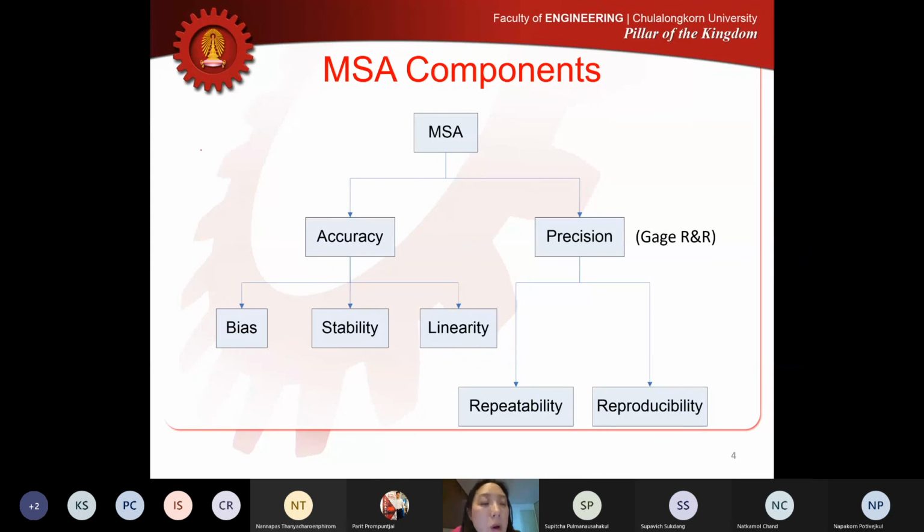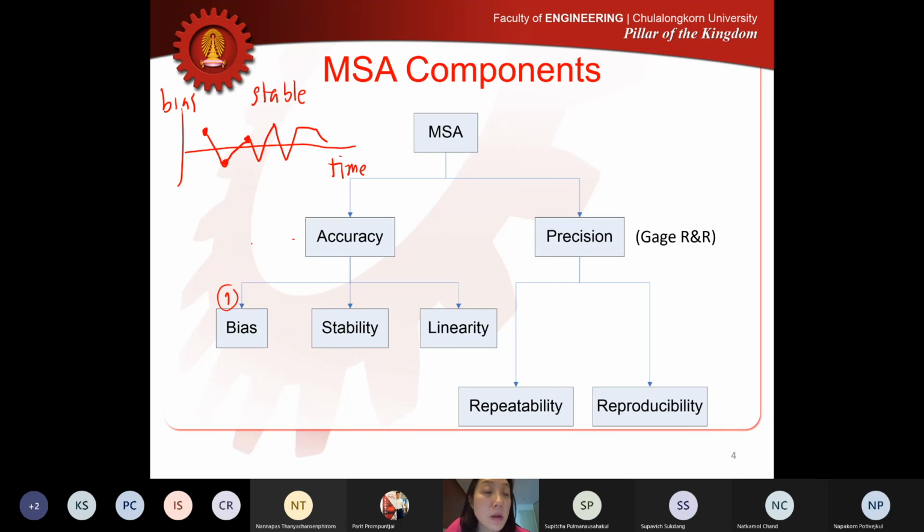Okay, so first we will talk about the bias, and if we plot the bias over time, for example, if we appraise the bias every week, the first week bias will be this much, the second week bias will be this much, for example. So what we expect is that the bias should be stable over time.